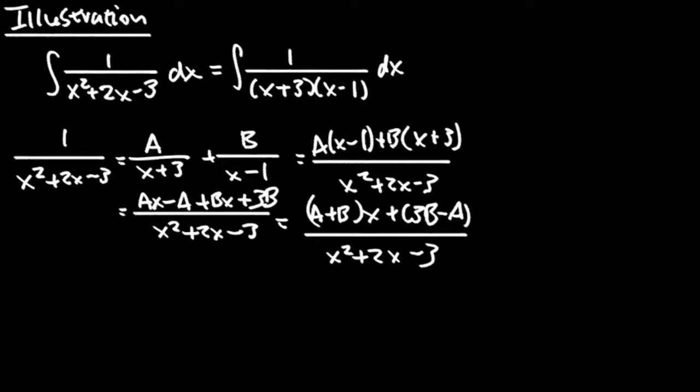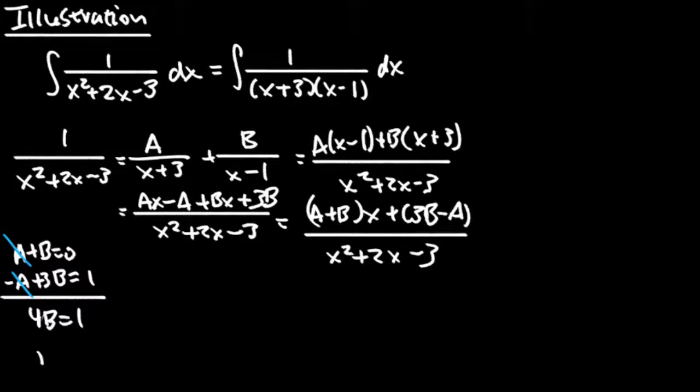Since there's no coefficient for x over here, a plus b is equal to 0. And then negative a plus 3b is equal to the constant, which is 1. We can solve this system of equations using the elimination method. Add those together, then we get 4b equals 1, so b equals 1 over 4. That means a has to equal negative 1 over 4, right?